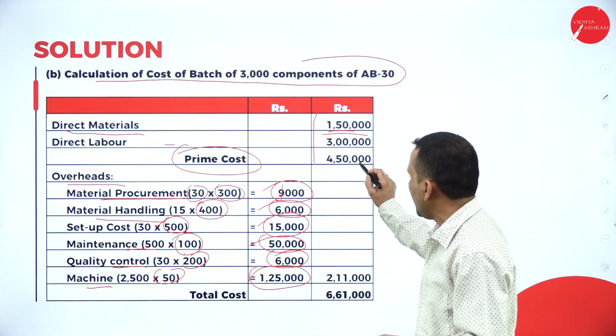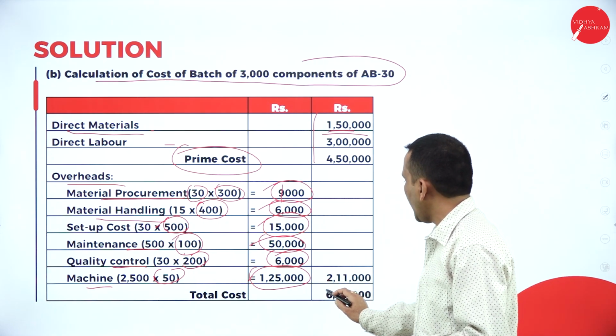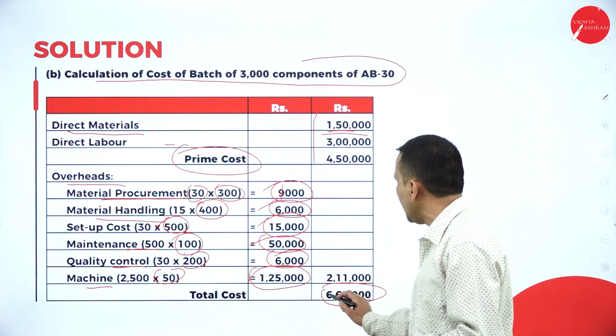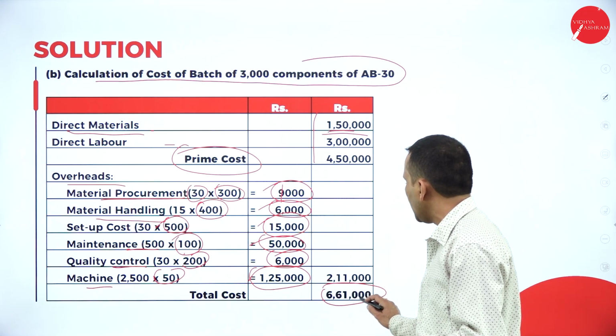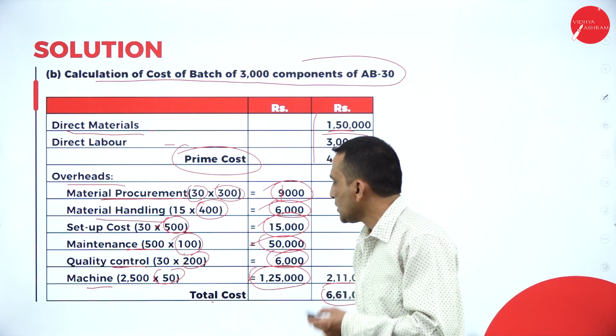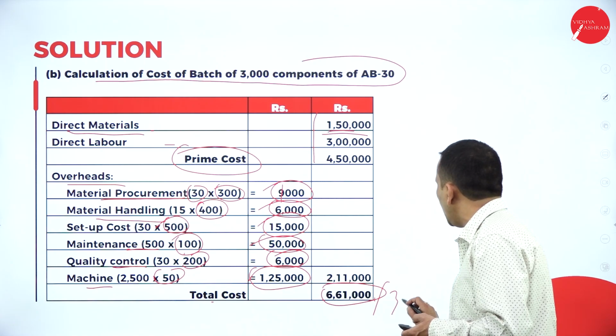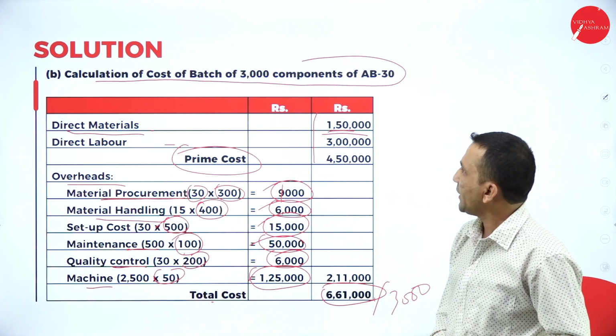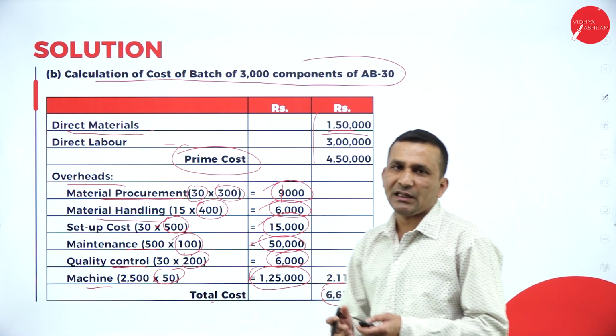To this we need to add the 4,50,000. The total we get is 6,61,000. That is the total cost. If you divide it by 3,000 units, we can easily get the rate per unit.